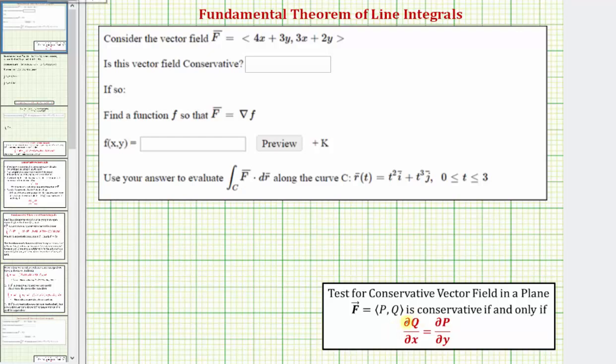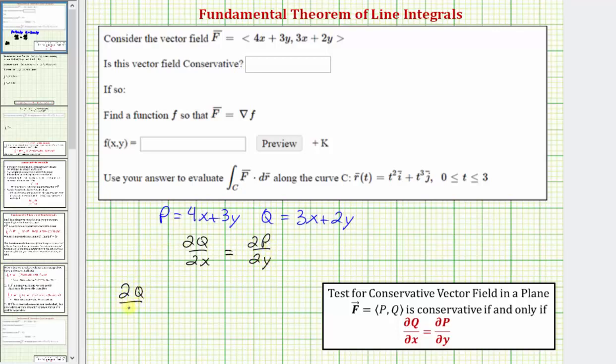Well, using our notes below, notice how P is equal to 4x plus 3y and Q is equal to 3x plus 2y. So if the given vector field is conservative, then the partial of Q with respect to x must equal the partial of P with respect to y.